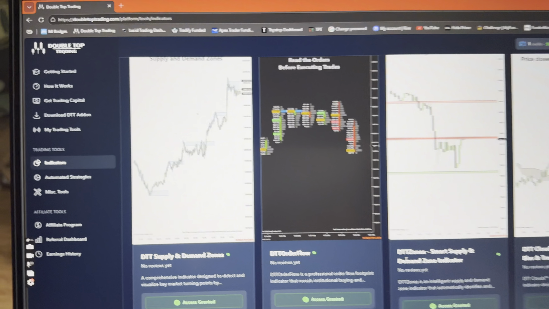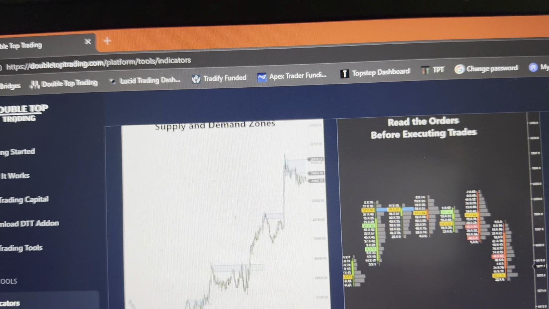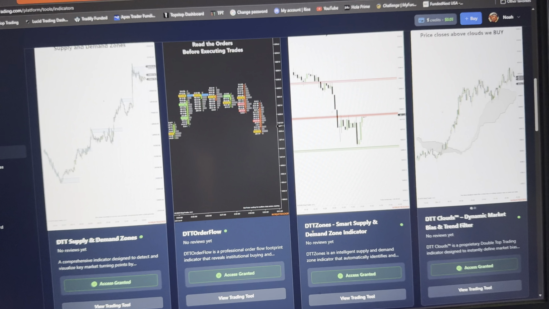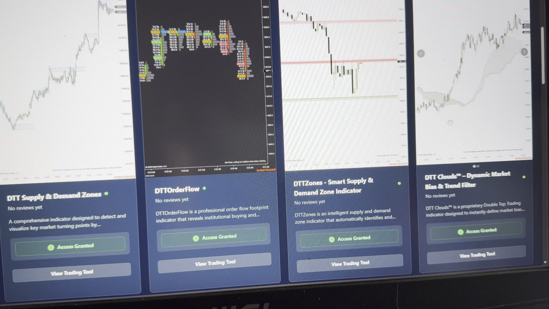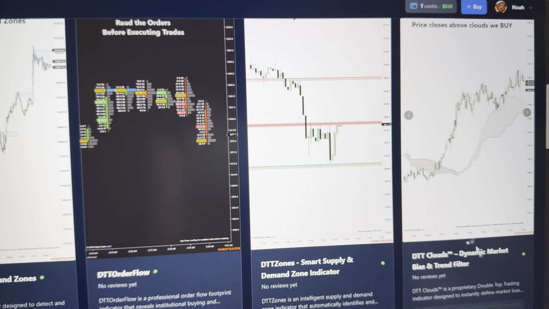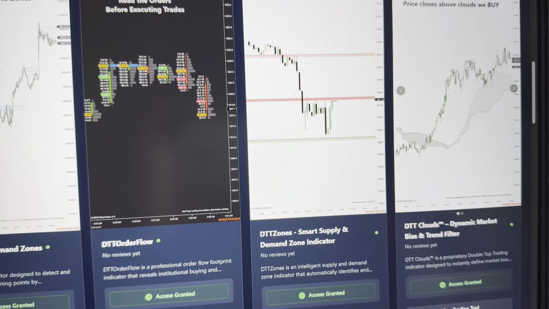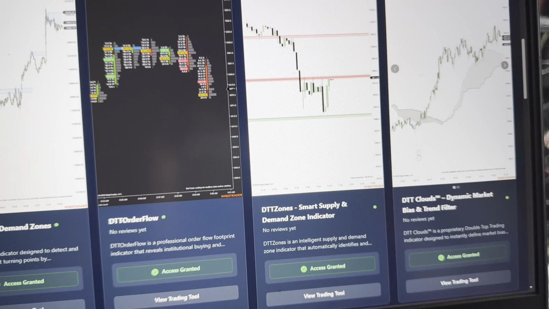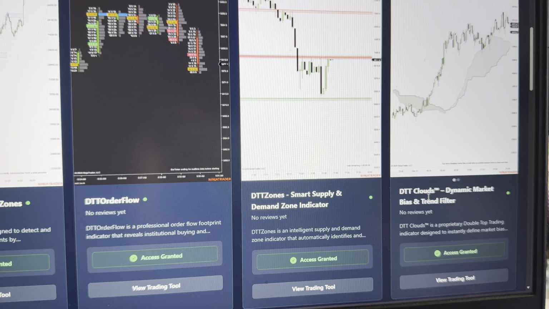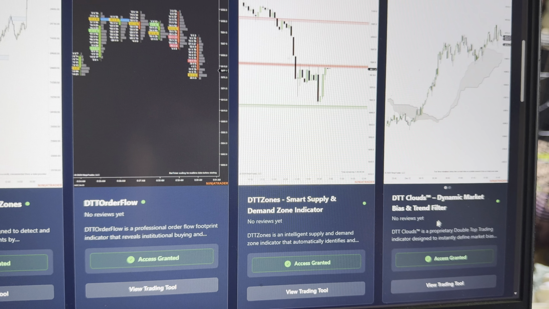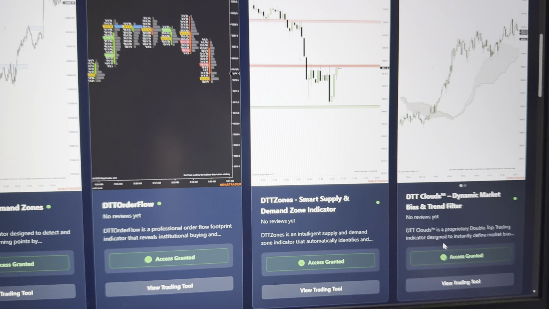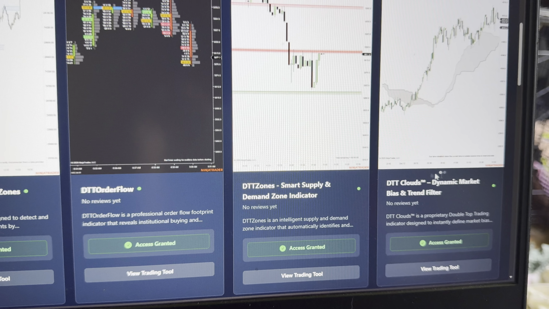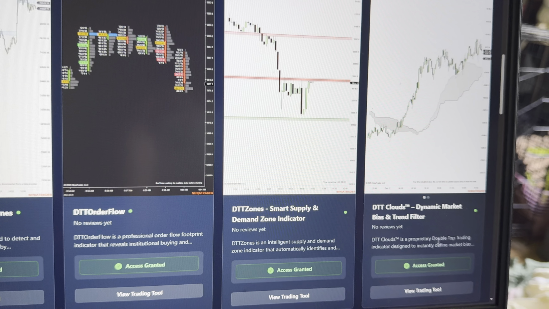Now, this tool can actually be found at doubletoptrading.com. And with this indicator, you will be able to guarantee some of those profits that you've been looking for. More of a profitable, consistent day, especially whenever it comes to your trading. As you can see, this is called the DTT Clouds Dynamic Market Bias and Trends Filter. And once you get inside of doubletoptrading.com, you will be able to actually take and activate this tool to where you can actually make better trades.